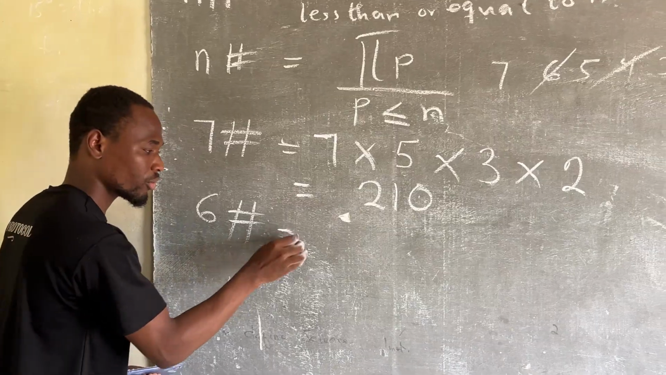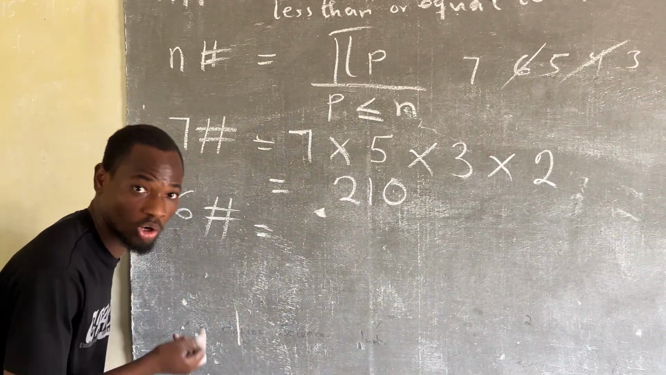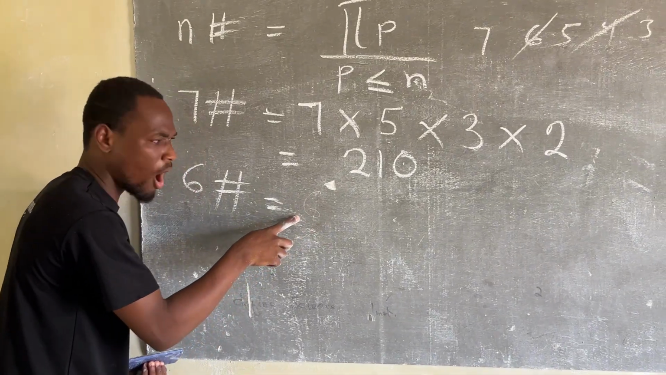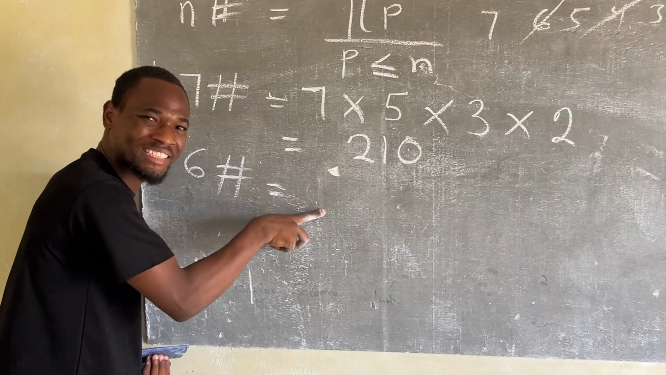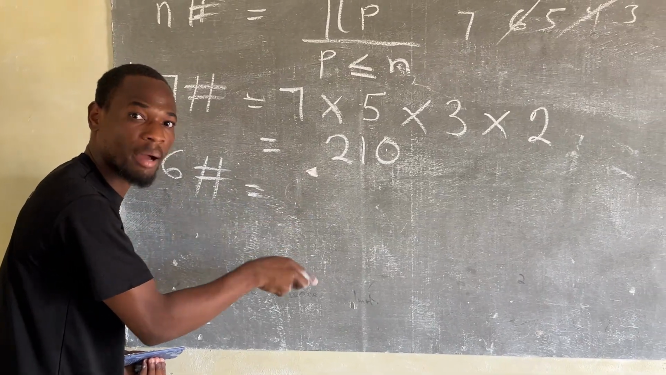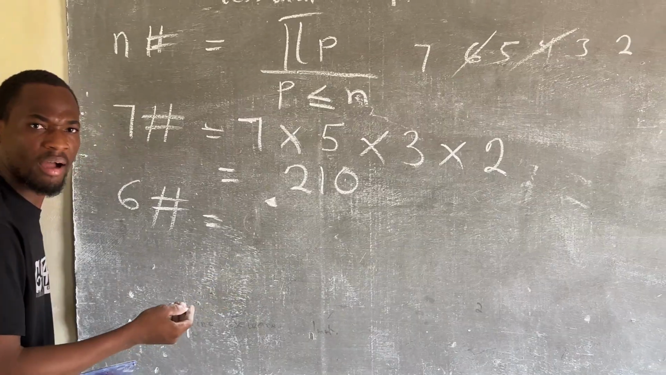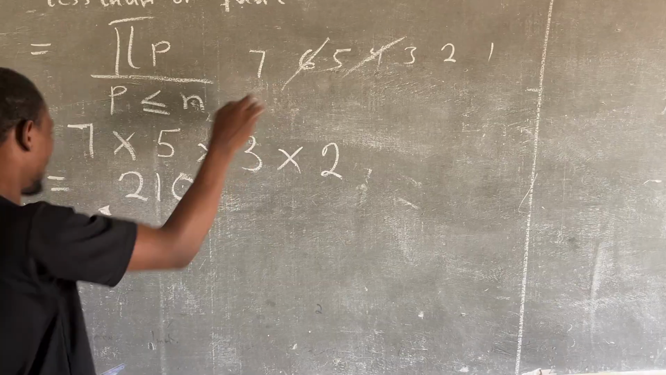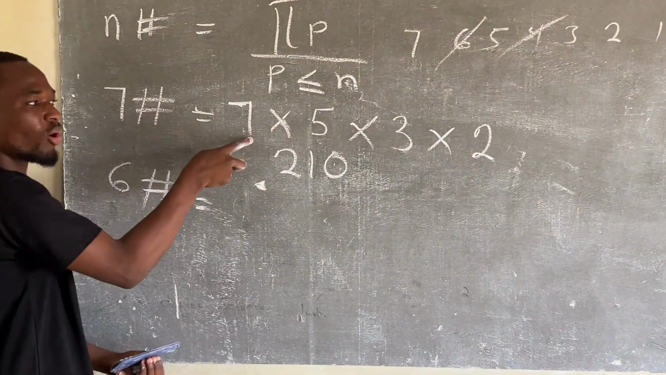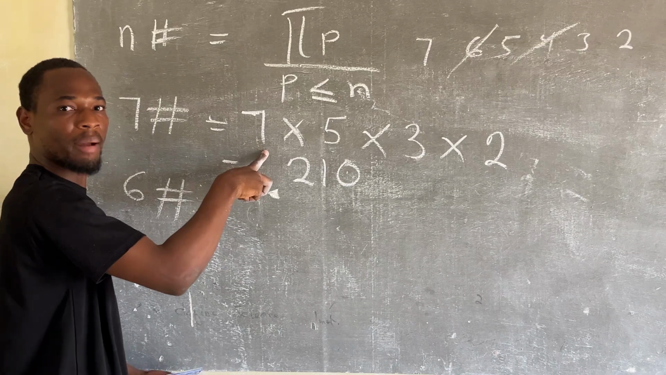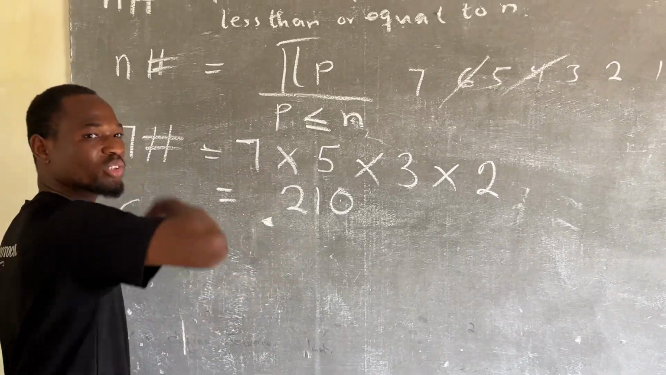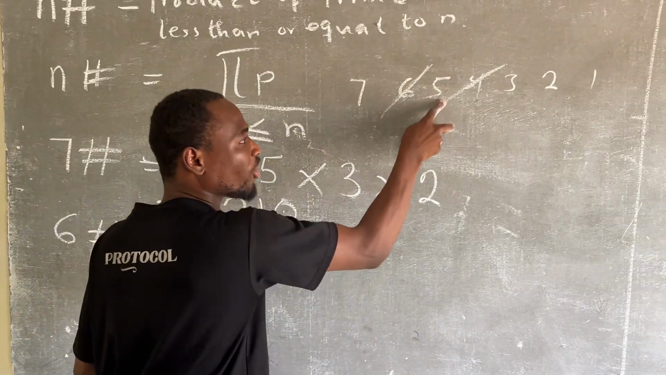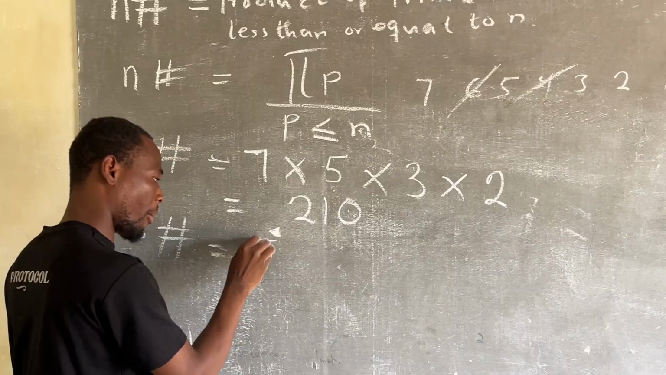In the same vein, we are going to employ the same analogy, okay? But viewers, if I begin with 6, I will be wrong because 6 is not a prime number. It is an even number. So I move on to the next number. I'm not going to start from 6, because 6 is an even number. I'll move on to the next prime number, which is 5. So I'll start from 5.